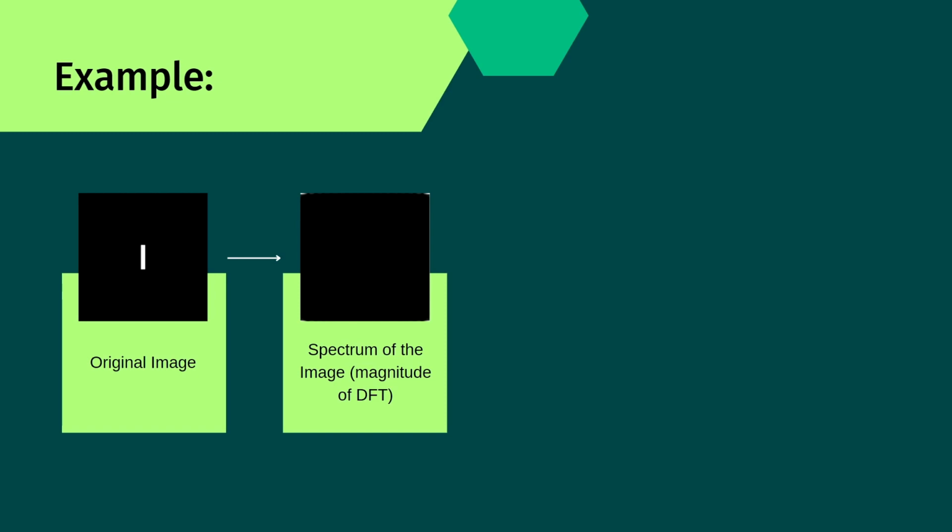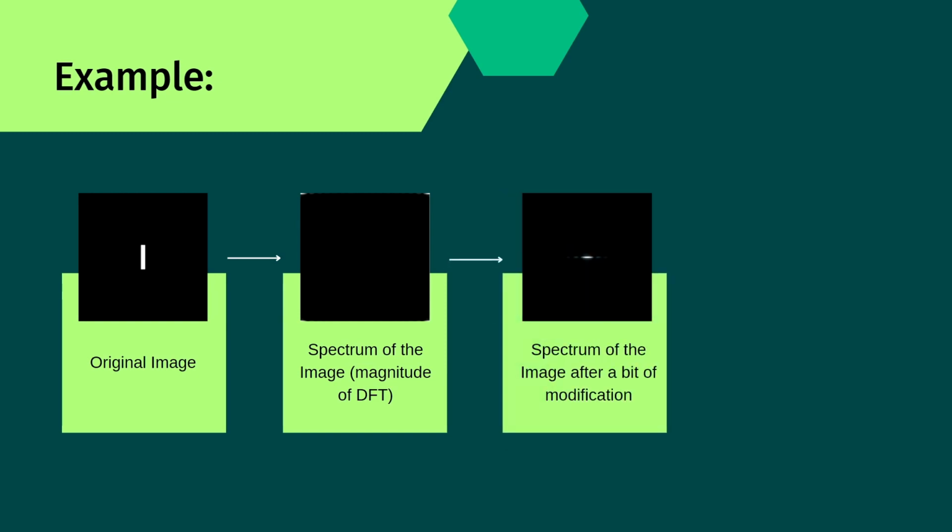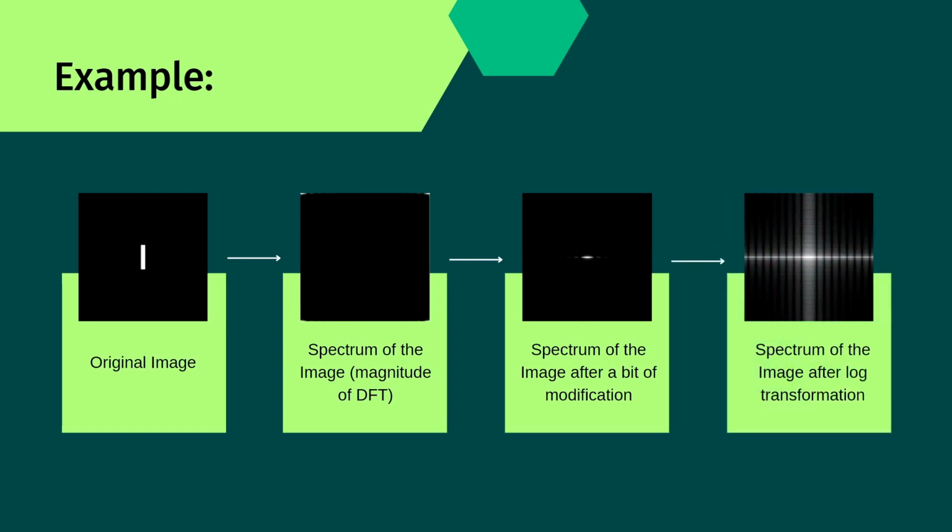As image B is hard to visualize, we multiply the original image with minus 1 to the power x plus y and then calculate the DFT. This provides us with a different result as shown below, which is much easier to visualize. From image C, we can clearly see that the DC term at zero frequency dominates the spectrum and the other intensities in the spectrum are compressed. So to bring out those details, we do a log transformation, that is 1 plus mod of F(u, v). The result of this transformation is given by image D.